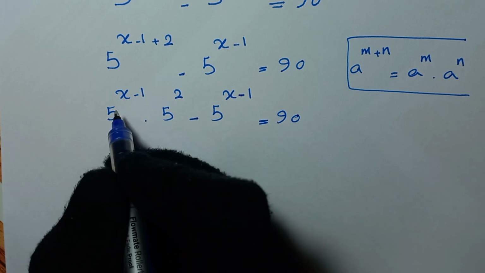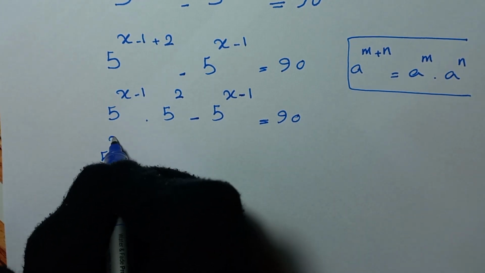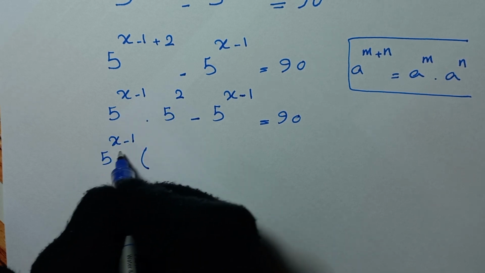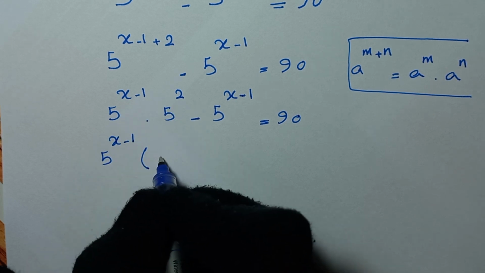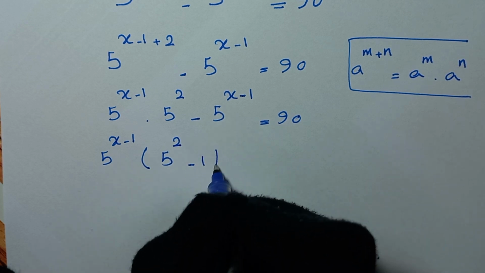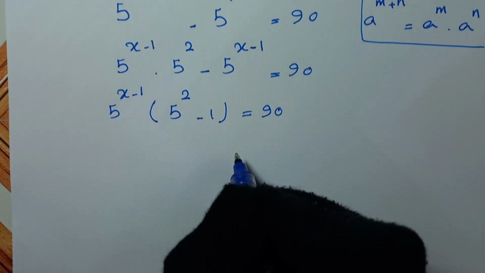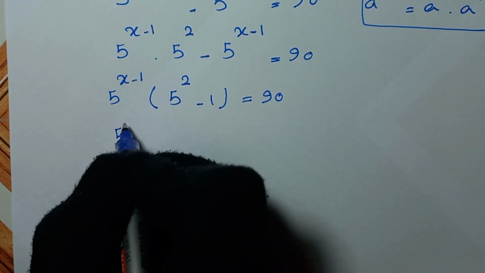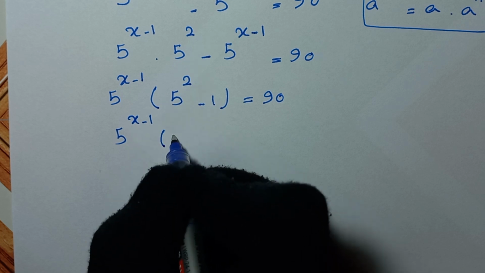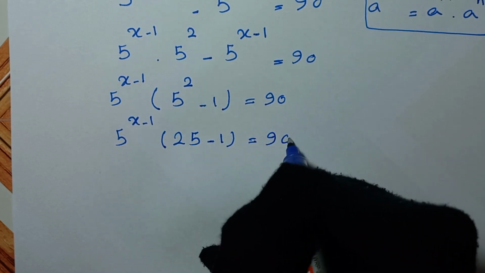Here, 5 to the power of x minus 1 is common, so we factor it out. This divided by 5 to the power of x minus 1 will be 5 to the power of 2, and this divided by this will be negative 1, is equal to 90. And it will be 5 to the power of x minus 1 times, here 5 to the power of 2 is 25, and minus 1, is equal to 90.